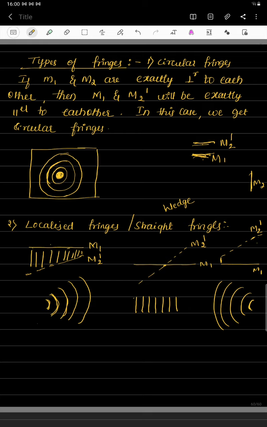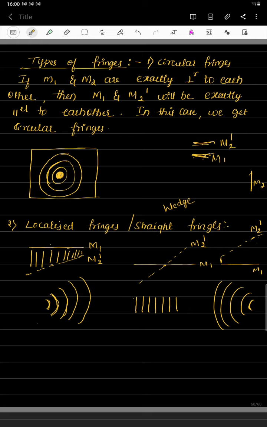So here completes the construction, working and the theory of Michelson's interferometer. This is a very important question from the exam point of view. Here completes this. Now we'll go for the uses of Michelson's interferometer.